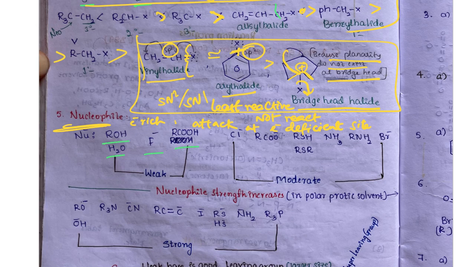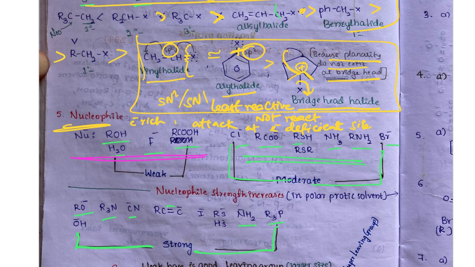According to this, the nucleophile order is: alcohol, water, F minus, RCOOH, Cl minus, RSH, NH3, RNH2, Br minus, and next RO minus, R3N, CN minus, I minus, RS minus, RNH minus, R3P. Those which are negative are generally more electron donating, meaning stronger nucleophiles. From here to here these are strong, these are moderate, and these are poor or weak nucleophiles. Keep this in mind; you have to remember it.